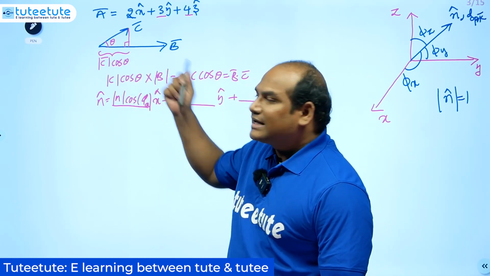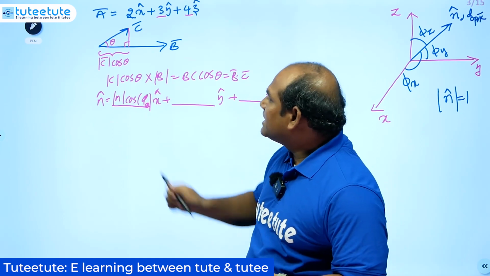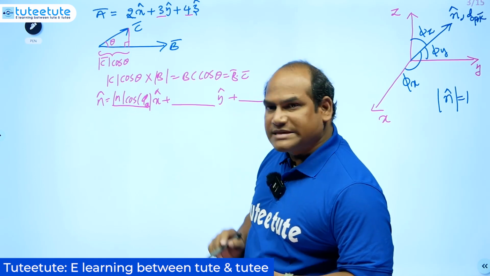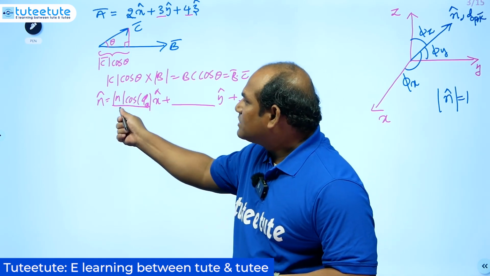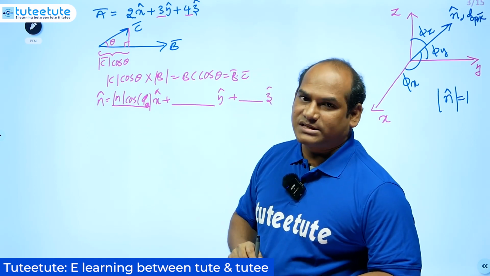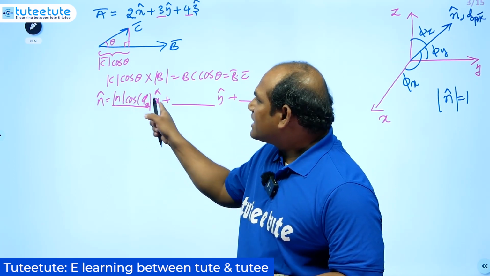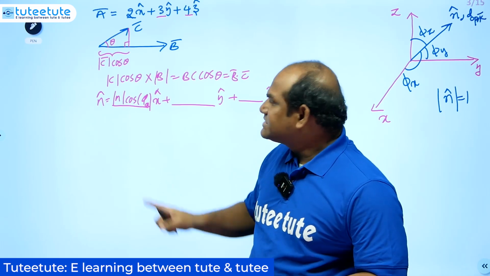Magnitude of C and cos theta. So using that concept, here also I have done the same thing. Here I need the projection of n cap on the x axis. For that purpose, magnitude of n cap into cos phi x. Cos of the angle we need, and the angle made by n cap with respect to the x axis is phi x.